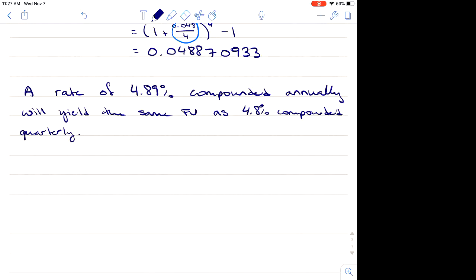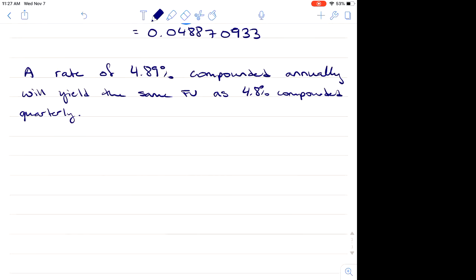Any questions about that one? Cool. So, like I said, if we have a continuously compounded rate, that's a special case where it's not even every minute, it's all the time. It's continuously compounding. And so for continuous compounding, the future value is the present value times e to the RT.